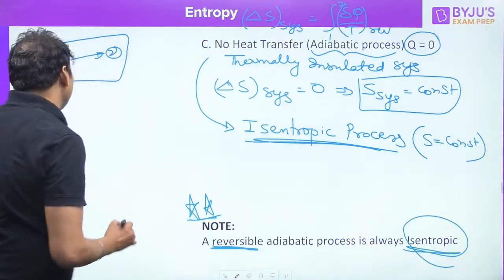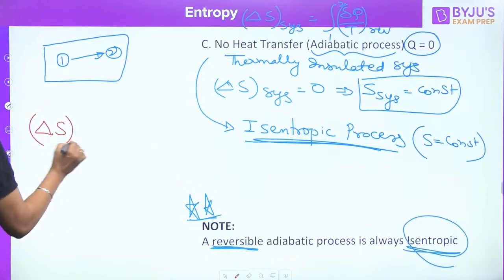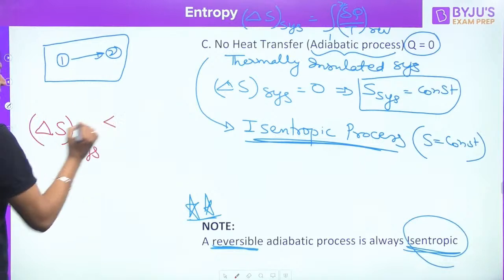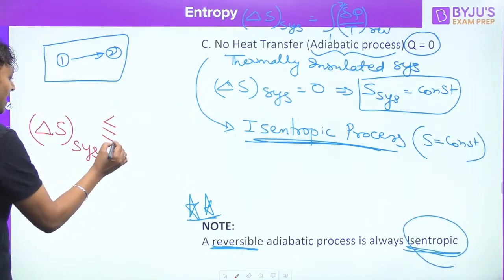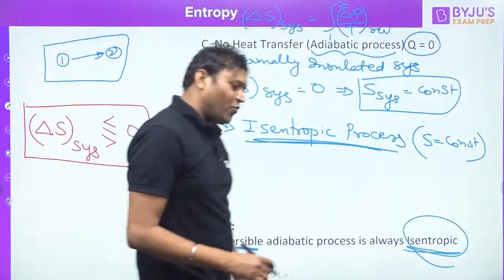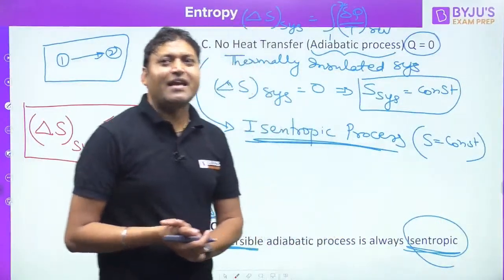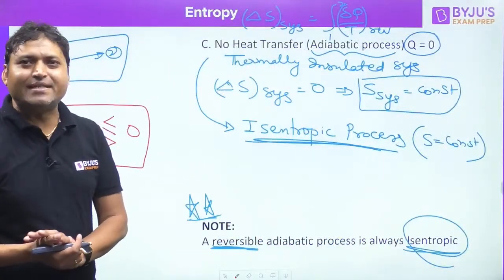So what did we see from here? We saw that the change in entropy of the system can be negative, can be 0, or can be greater than 0. Do you get it? The entropy change for a system can be positive, can be negative, and it can even be 0.